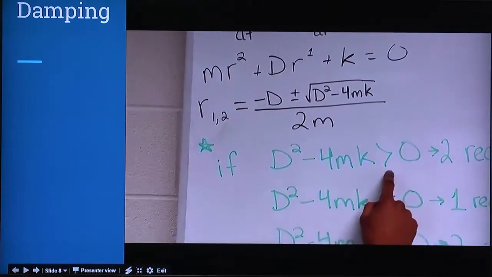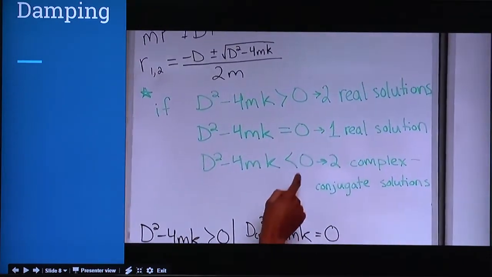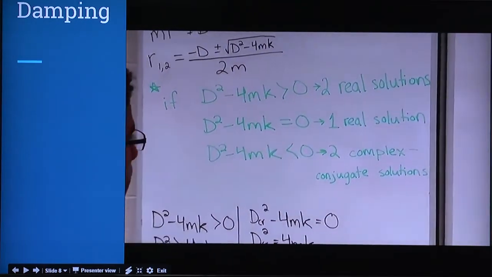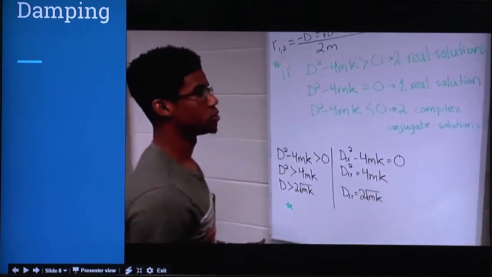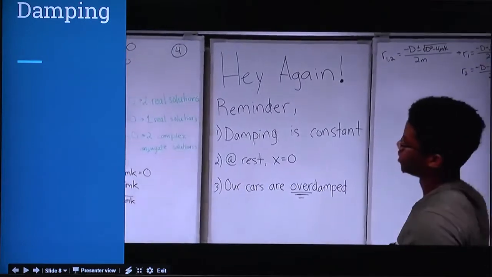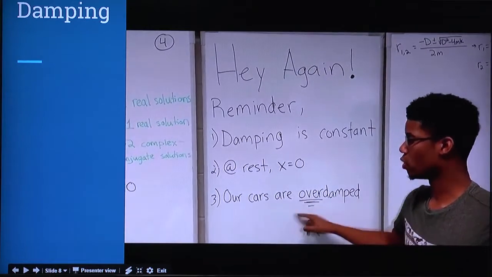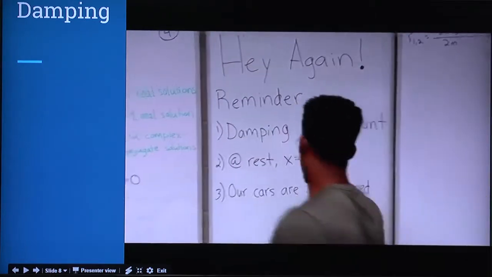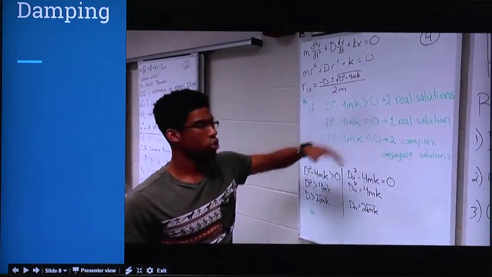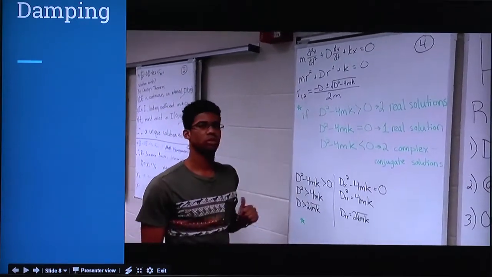When this discriminant is greater than 0, we're going to get two real solutions. When it's equal to 0, one solution. When it's less than 0, we're going to get two imaginary solutions, which are complex conjugate solutions. Why is this important? Well, as we reminded you guys earlier, damping is constant at rest x equals 0, but now our cars are overdamped. When our cars are overdamped, that means we have two real solutions. That means our discriminant is greater than 0. So in terms of solving this differential equation, we can proceed knowing that we're going to have two real solutions.